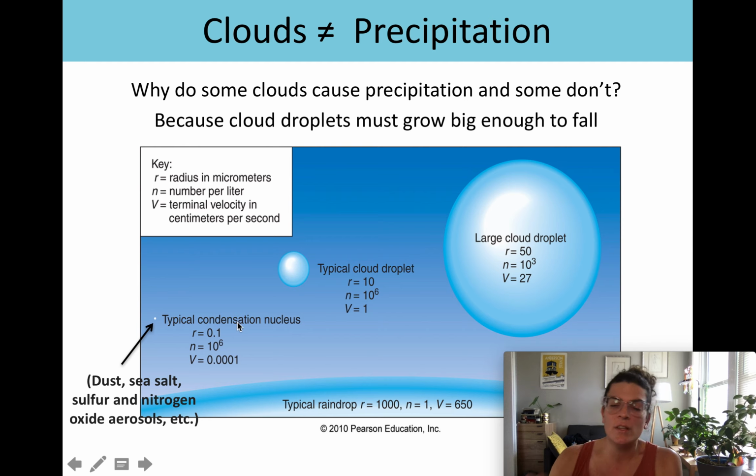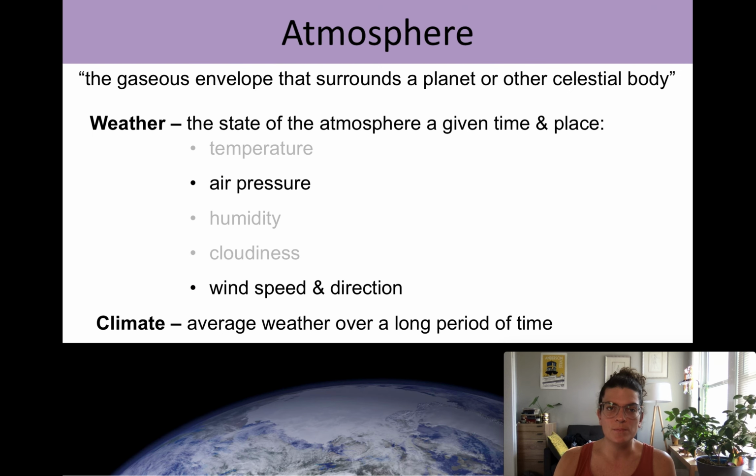This is a condensation nucleus, like a piece of dust or sea salt or something, forming a cloud droplet. A typical raindrop is here, and it would go sort of off the screen in relation to the cloud droplet. So you have to get this cloud droplet to this big-sized rain droplet in order to get the cloud to actually rain. And if you have questions on this or you want to talk about this, I can also answer your questions on the Zoom.